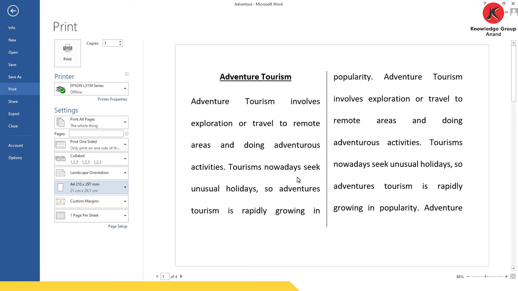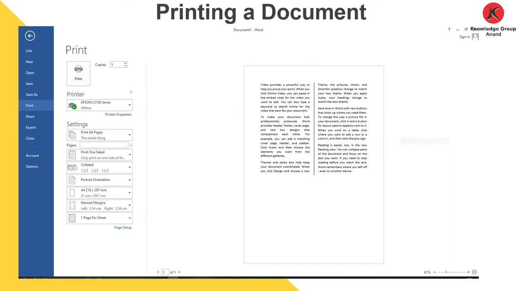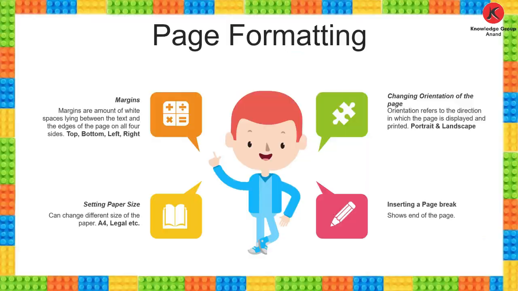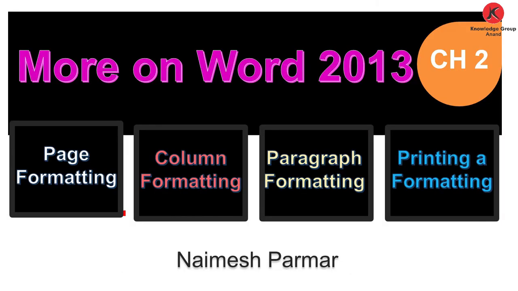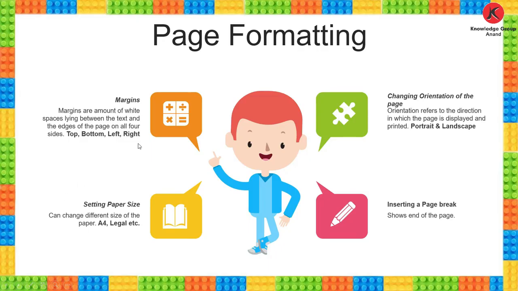Okay students, this is all about the more on Word 2013. In this we have learned 4 modules. First, page formatting, second column formatting, third paragraph formatting, and printing a document. Okay, page formatting is all about the format the page. Okay, margins, setting paper size, setting orientation, and inserting page break.